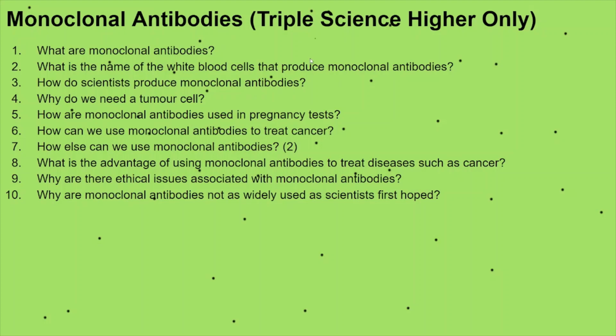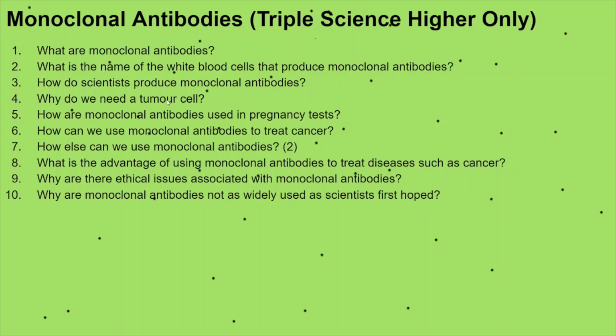So producing monoclonal antibodies in the lab starts with a mouse. You're going to inject that mouse with the antigen that you want your monoclonal antibodies to target, and the mouse's white blood cells, the mouse's B lymphocytes, are going to produce antibodies to bind to that specific foreign antigen, and then you're going to take out the B lymphocytes that now know how to produce the antibody for that antigen. And to answer question 4, we need a tumour cell.